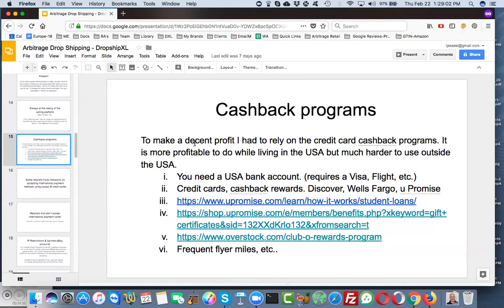So cashback programs. This is a great way of increasing the profit margins on your products, regardless of whether you do arbitrage or not. In this particular case study with Niv, he was able to increase his profit margin on his products by getting gift cards and so forth. You want to share anything here, Niv?